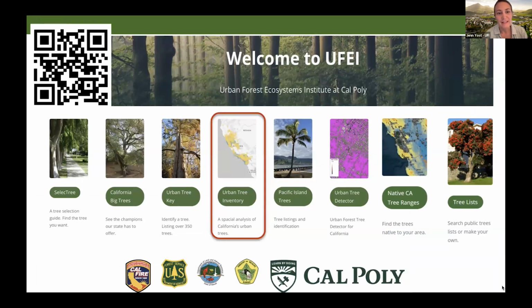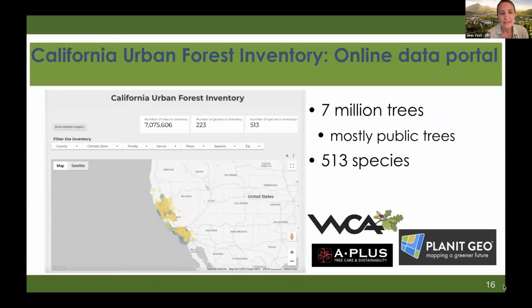We've also amassed the largest urban forest inventory on this site, which at this point in time is just for California. So next slide. On this link, you can see all 7 million data points that have been aggregated from many data partners around the state. And so this is our most comprehensive look at California's urban forest so far. And what we see is that over 500 species make up common trees of our urban forest. Next slide.